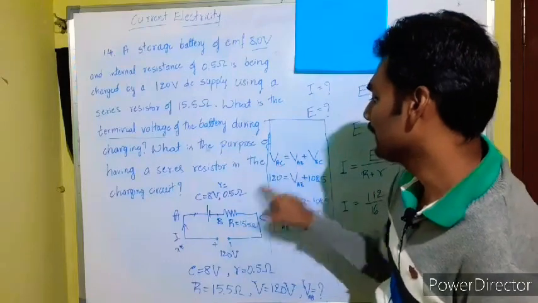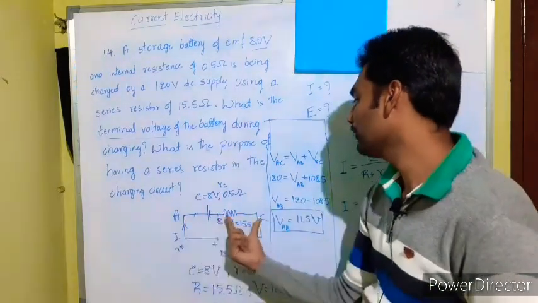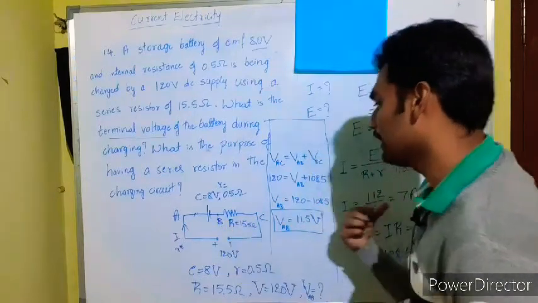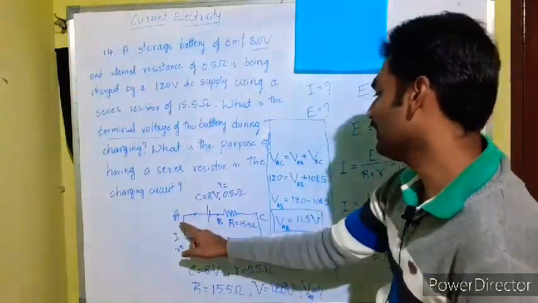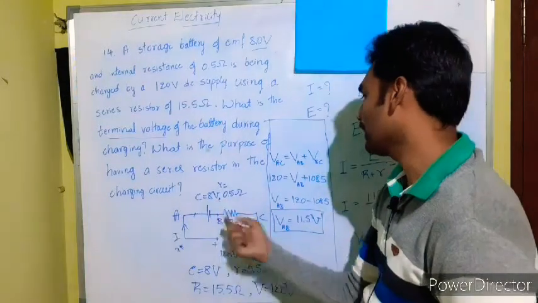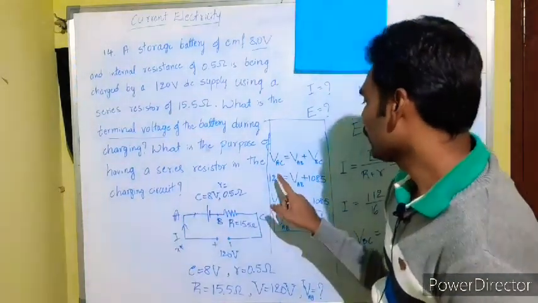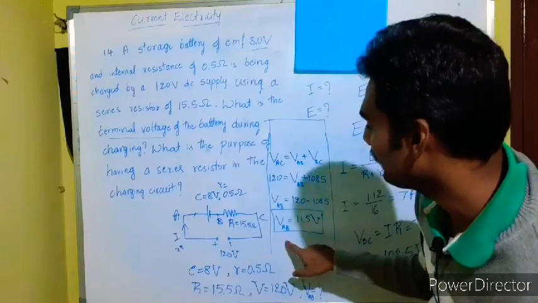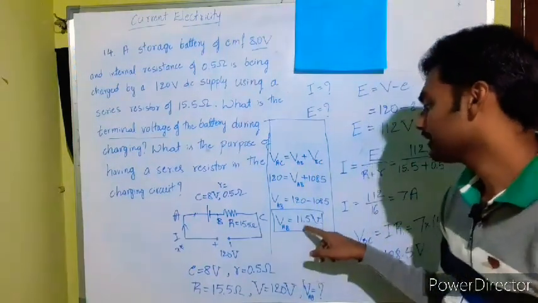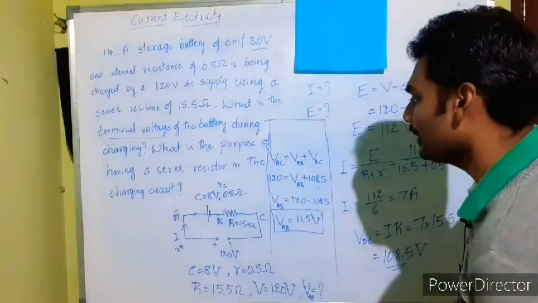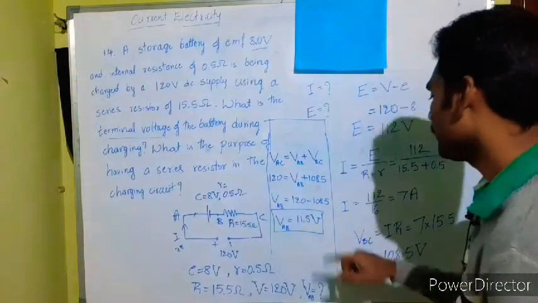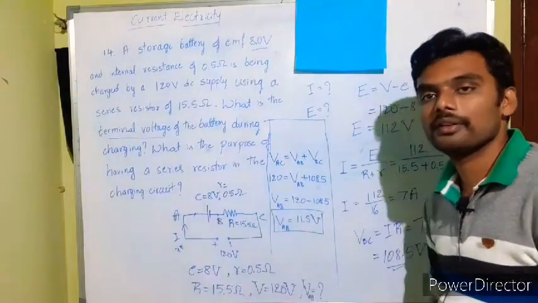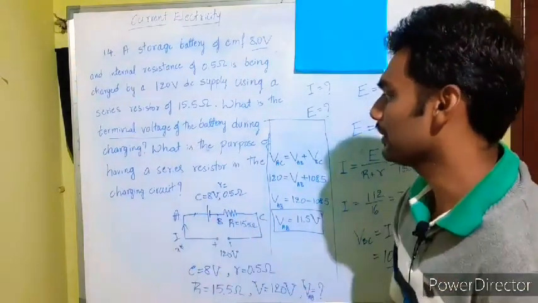After getting the voltage across BC, we went for the voltage across AB, because the effective voltage between A and C, VAC, is equal to VAB plus VBC, right? We know what is VBC, we have calculated it, and we do know what is VAC. That itself is the power supply, which is 120 volt. So 120 is equal to VAB plus 108.5. So after simplifying, we have VAB given by 11.5 volt. That is the voltage across the battery, the cell given.